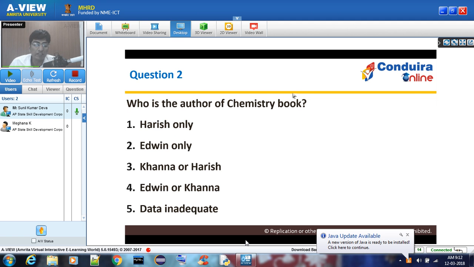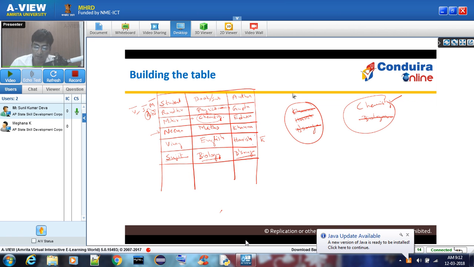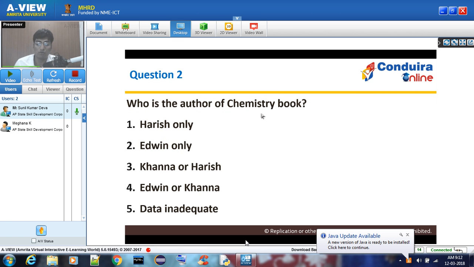Who is the author of the chemistry book? Now here we are very clear in this particular puzzle, the chemistry book is written by Edwin. So we can go ahead and mark the answer. So who is the author of the chemistry book? Edwin only. Sometimes if the table is not completely filled, we'll say, okay, this guy or that other guy, we don't know.